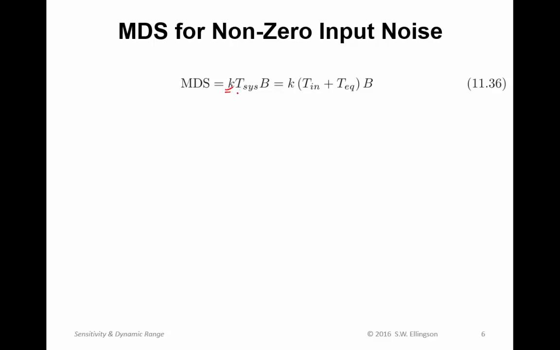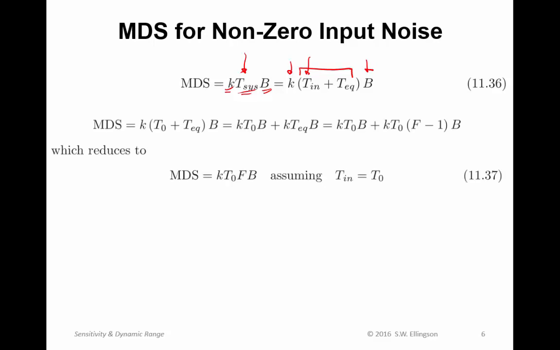MDS is k times T_sys times B. And remember, the system temperature is the overall equivalent noise temperature of the system, including any input noise. So we can rewrite this as Boltzmann's constant times T_in plus the input referred equivalent noise temperature, where T_in is the equivalent noise temperature applied to the 2-port, times B. Now we can expand this out a little bit further. If we assume that T_in is equal to T0, in other words, if we define noise factor such that T0 is actually the input noise and not some arbitrarily set number, then we can write this expression simply by replacing T_in with T0, and we can expand this out.